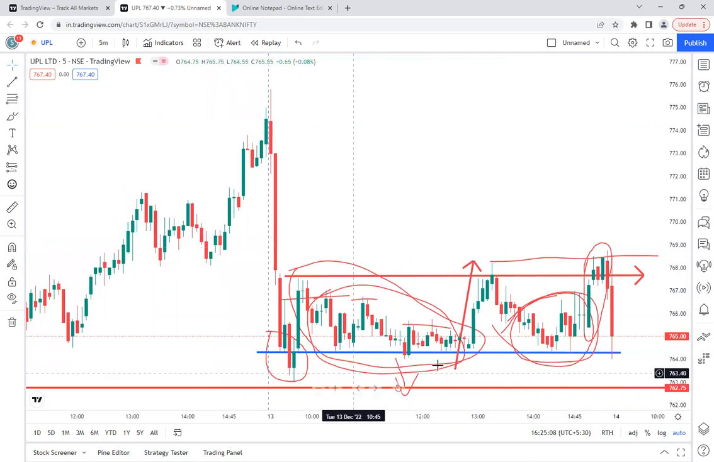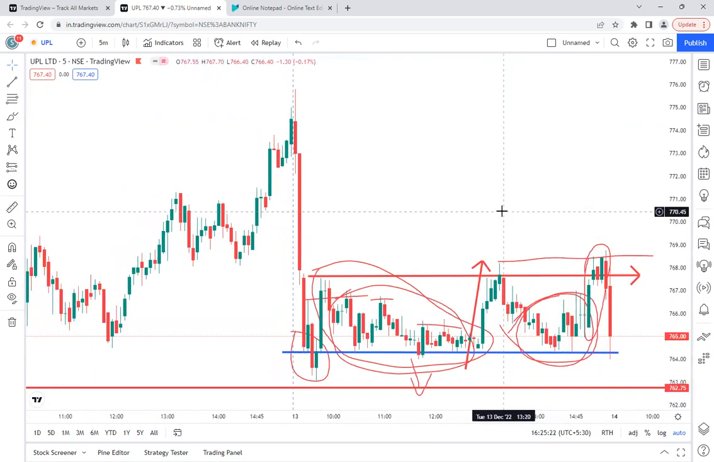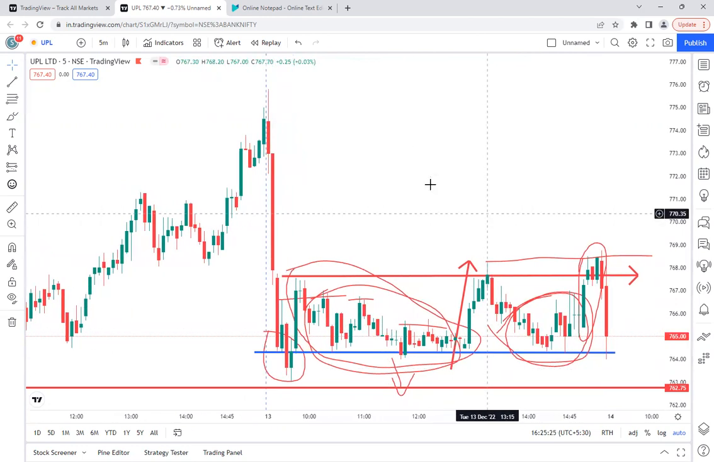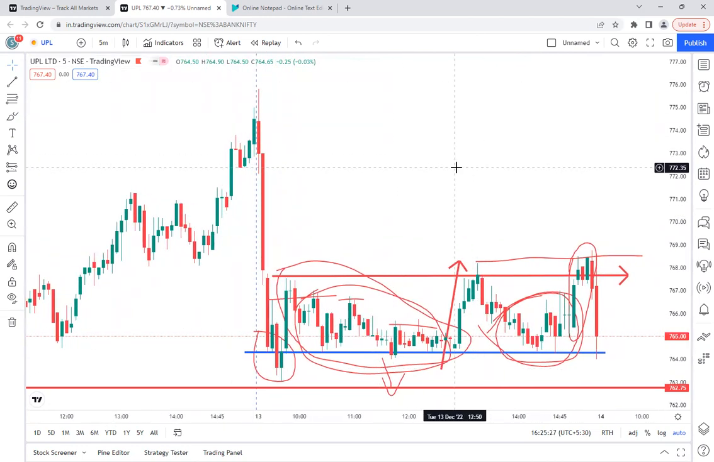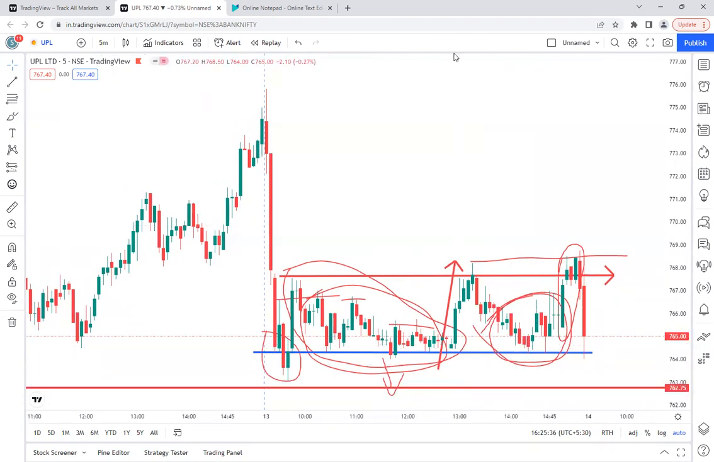Right? You're seeing it very clearly. If you haven't taken a selling position here, definitely you might have taken the sell position here. But today it was completely a game of manipulators in this particular UPL stock. They used this level to trap as many intraday traders as possible.